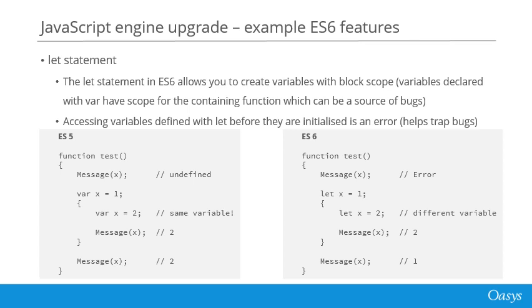Using let instead of var in ES6 fixes this problem. By using let, variables now have block scope, and it is now an error to try to use a variable before it is defined, rather than a variable having the undefined value. Repeated declarations of a variable in the same scope is also an error.